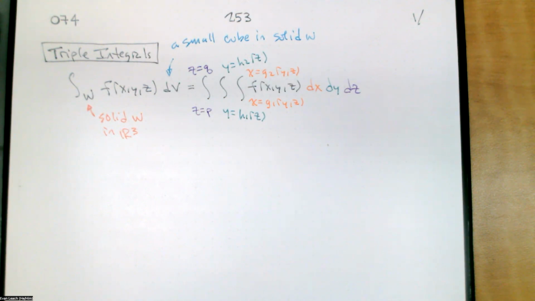So we're evaluating the expression f of x, y, z times dV at all the points in W. The way we do this is we set up this triple integral, and we're still asking the same question that we did with a double integral. What's x between? What's y between? What's z between? We're still subject to the same rules that we set up for our double integrals.